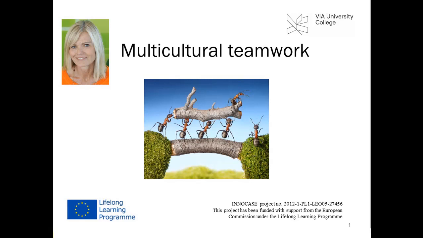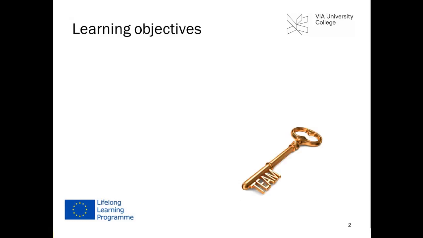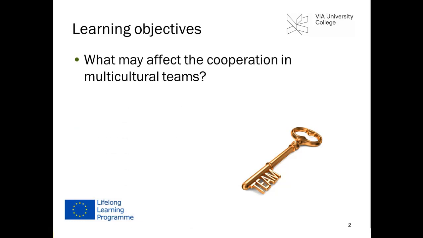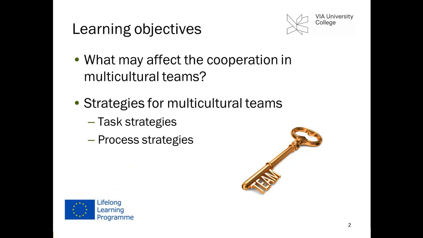Differences between team members, particularly in global teams, can be seen at several levels, such as profession, culture, personality and role, as well as organization. These differences can help improve the performance of the team, but can also be the source of conflict depending on the way the team deals with the differences. Therefore, this tutorial will focus on what may affect the cooperation in multicultural teams, strategies for multicultural teams including task and process strategies, and furthermore I'll finish off by putting forward ideas for discussion within a multicultural team.